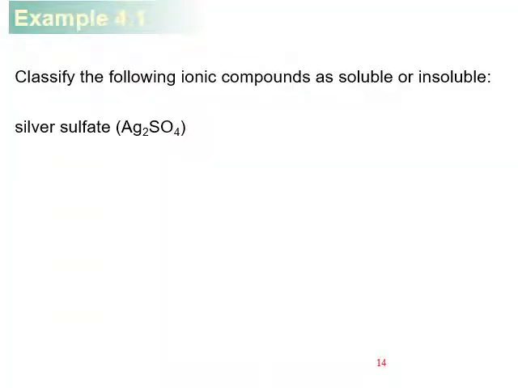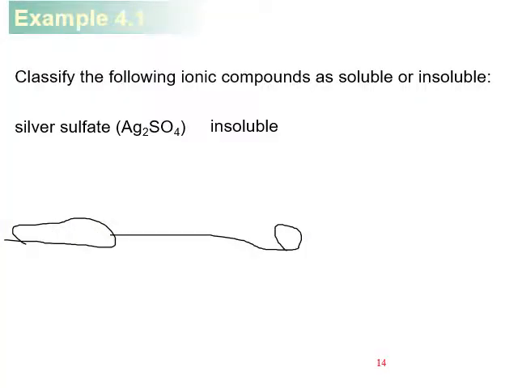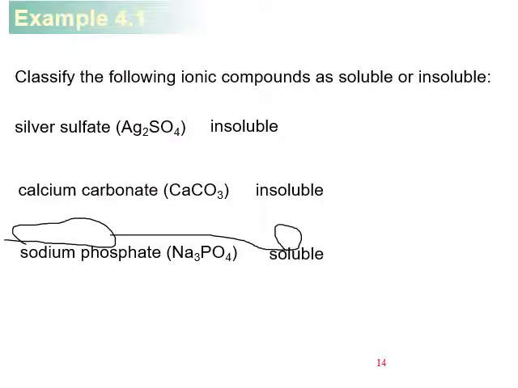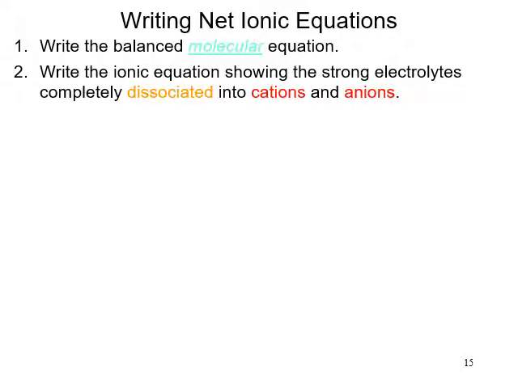So if we do an example as far as classifying soluble or insoluble, is that soluble or insoluble? You look at your table and you find sulfates. Sulfates are generally soluble unless of course they're with silver, so that should be insoluble. How about calcium carbonate? If you look at your table, carbonates are insoluble mostly, so calcium carbonate would be insoluble. Sodium phosphate, again, soluble. Why? Because of the sodium. Sodium makes everything soluble.